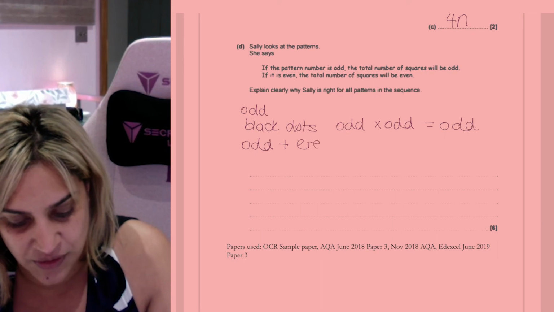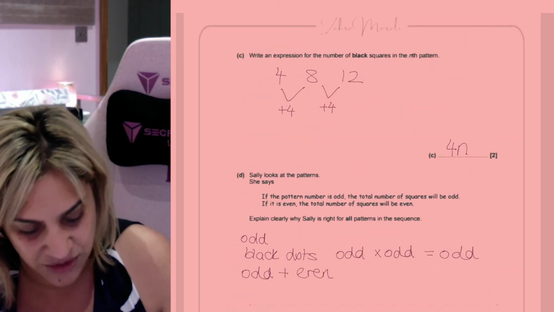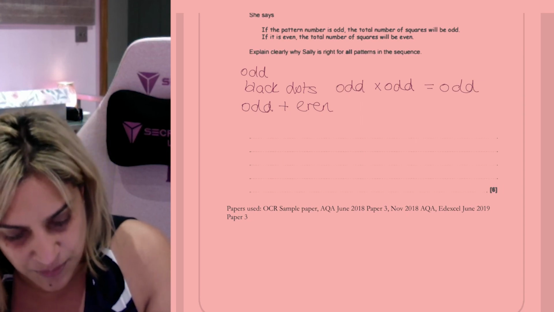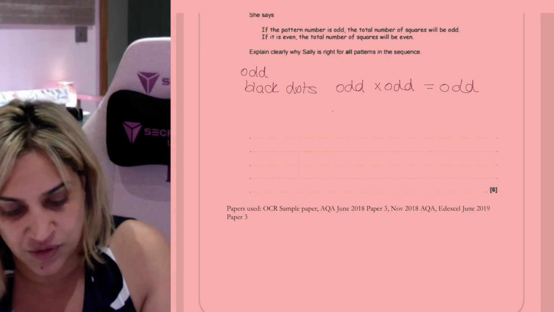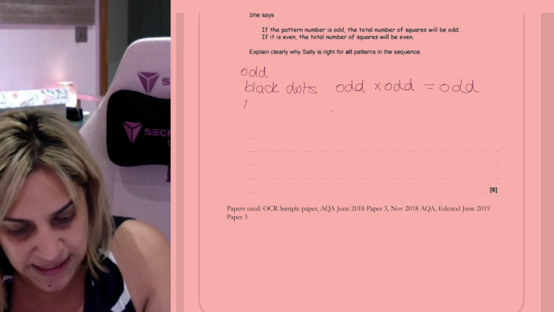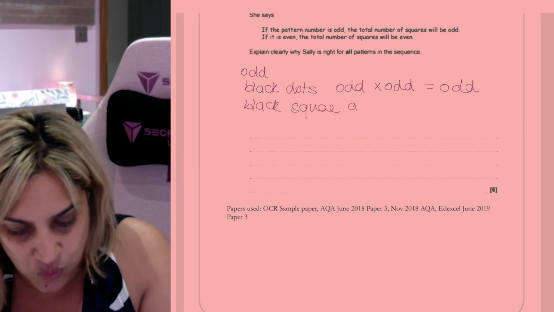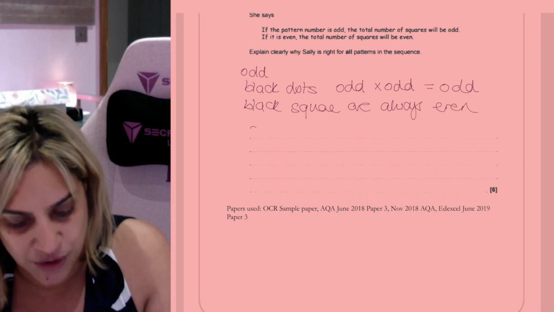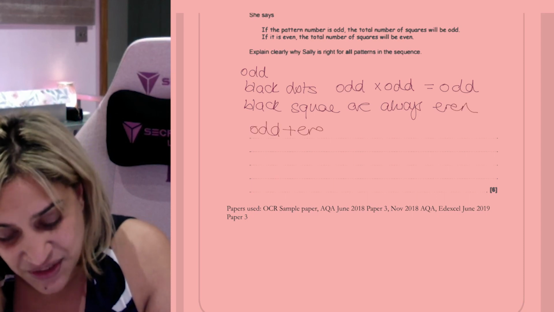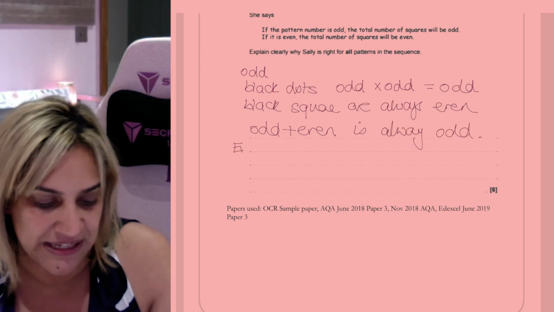So that's even. So then plus the, what do we call them? The black squares. So even. So let's write a sentence there. So black dots, odd, and we're going to say the black squares are always even. So an odd plus an even is always odd. Okay, so that works.